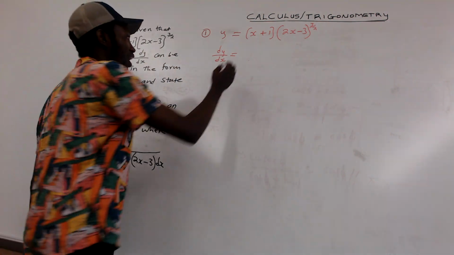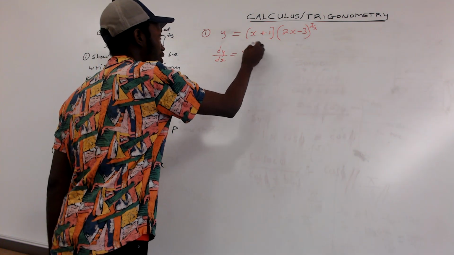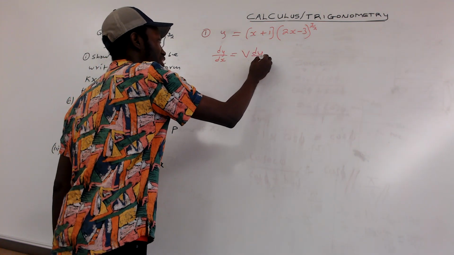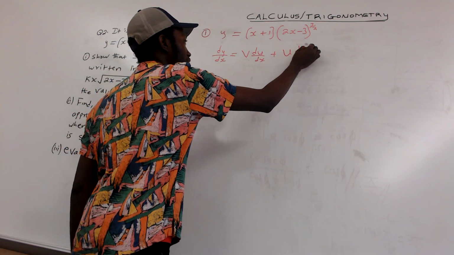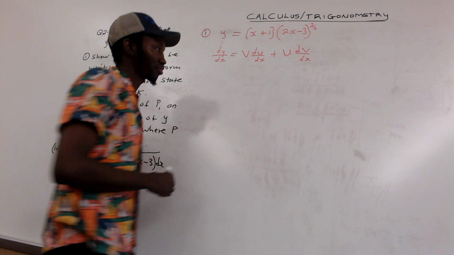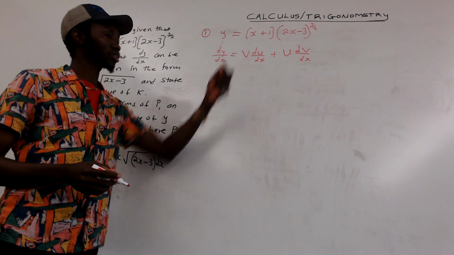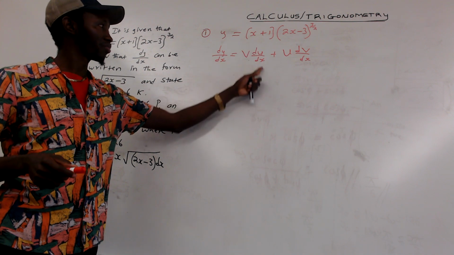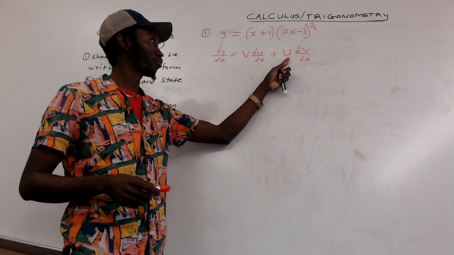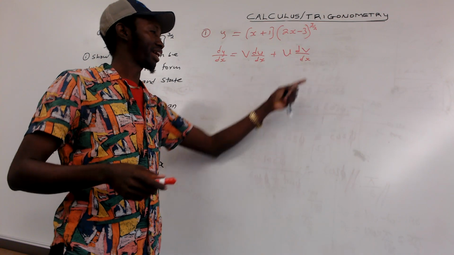So the basic formula we are going to use is v du all over dx. Since we are using the product rule, we add u dv all over dx. This is the basic formula. Since this is the formula we're going to use for the product rule, we need the value of v, the derivative du dx, the value of u, and the derivative dv dx.